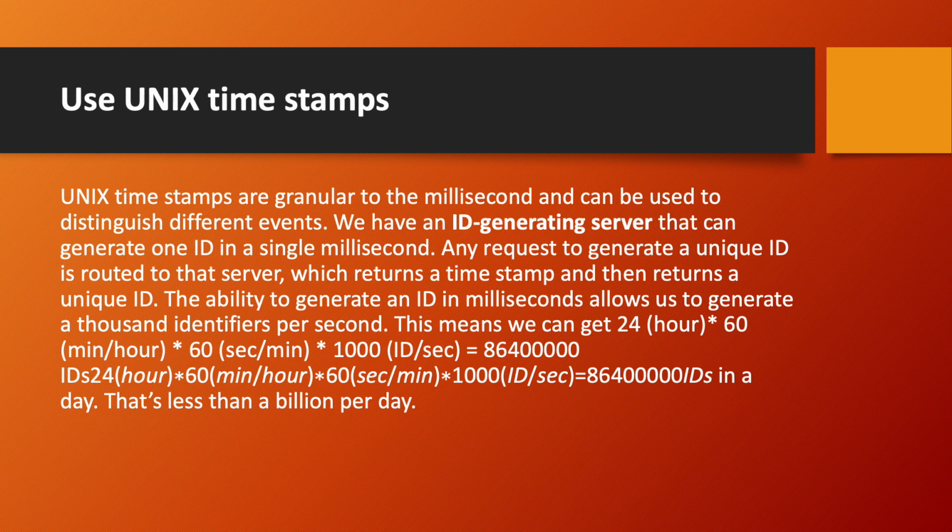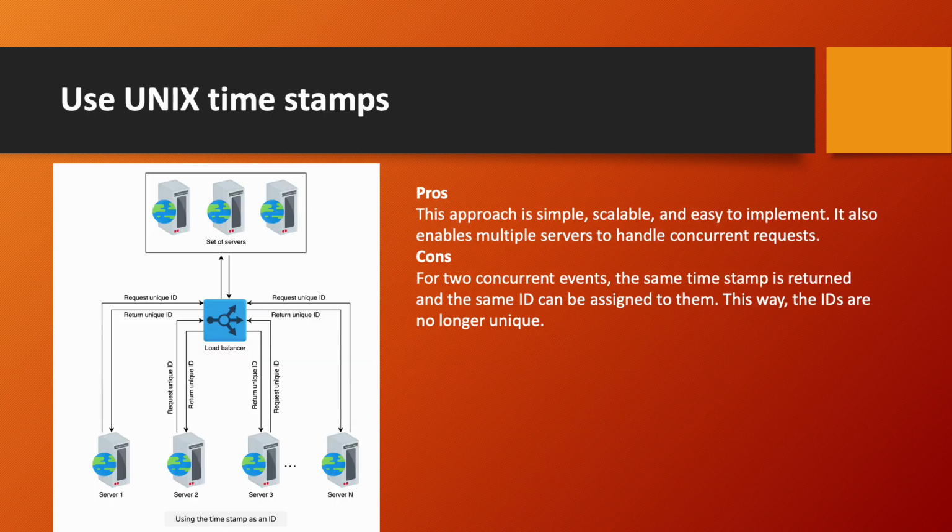Now, we could use Unix timestamps for generating unique IDs with causality requirement. Unix timestamps are granular to the millisecond and can be used to distinguish different events. We can have an ID generating server that can generate one ID in a single millisecond. Any request to generate a unique ID is routed to that server, which returns a timestamp and then returns a unique ID. The ability to generate an ID in a millisecond allows us to generate 1,000 identifiers per second. This means we can get around 86.4 million IDs in a day. That's less than a billion per day.